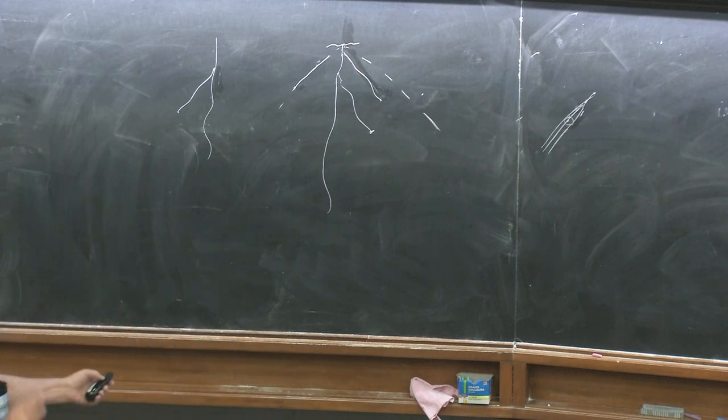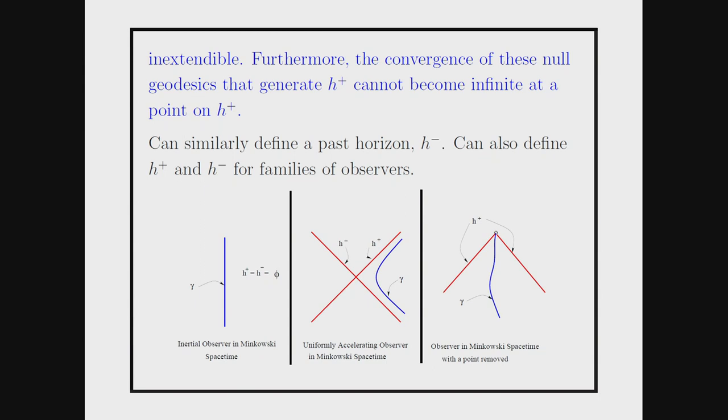Okay, so I just wanted to make sure everybody had a flavor of the kind of pictures that I'm going to draw and this basic result. So just some examples. If we just have an inertial observer in Minkowski spacetime, that observer can see everything in his past, and he's also in the future of every event. So there are no past or future horizons of an inertial observer in Minkowski spacetime.